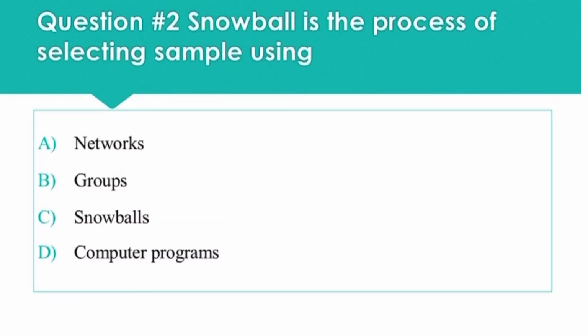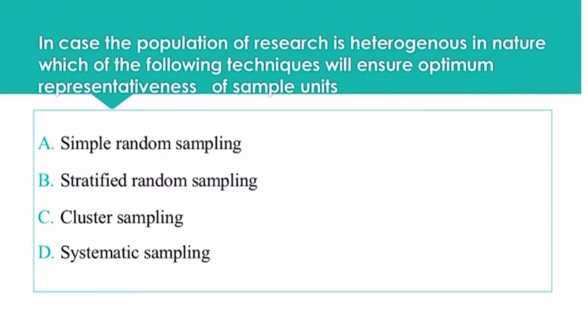Next question, snowball is the process of selecting sample using A. networks, B. groups, C. snowballs, D. computer programs. Option A, networks, is the right option. Through referral networks, we get samples in the snowball technique.